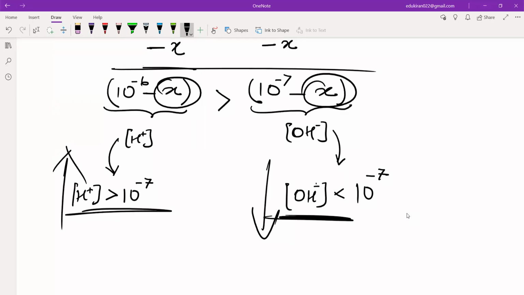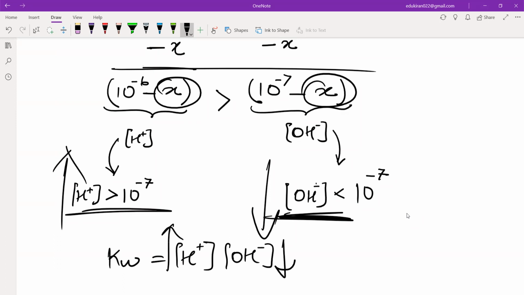Acid not only increases the concentration of H plus ions, it also decreases the concentration of OH negative ions. And what does it lead to? If there is an increase in the concentration of H plus, there's a decrease in the concentration of OH negative. Kw is the concentration of H plus times the concentration of OH negative. This is increasing, this is decreasing. That will keep Kw constant, and that is why in the case of acids also it is 10 to the power minus 14.